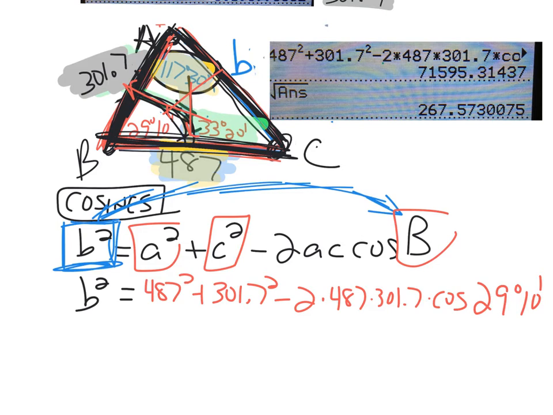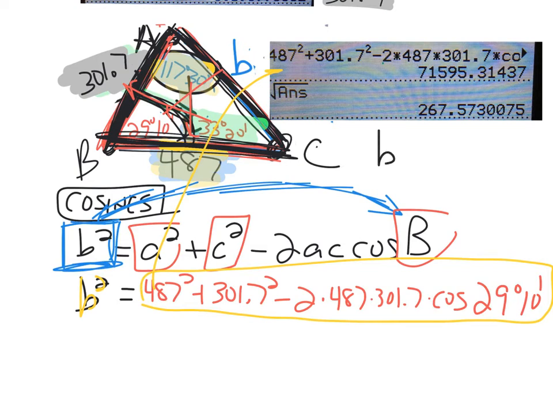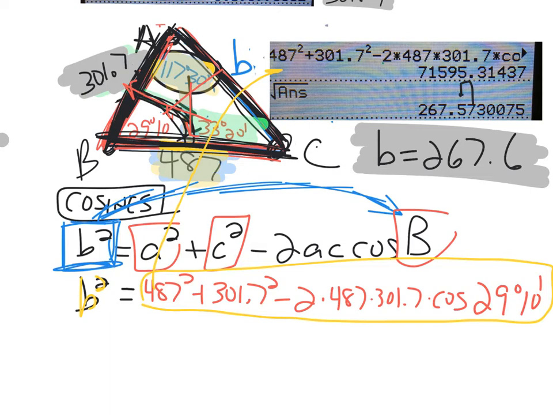Remember, when you use the law of cosines to find a side, you type in directly into your calculator the entire right-hand side, and then you have to square root your answer because you have b squared. So here, if you solved for side B using the law of cosines, you see your answer turns out to be 267.6. A lot of times when you go about finding and answering these triangle word problems, there's multiple ways of going about getting your answer.